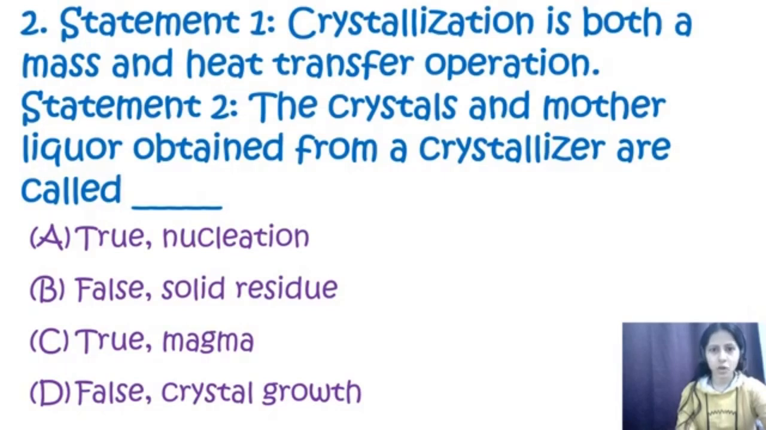operation. So this statement is true, since it involves the formation of solid crystals from a homogeneous solution. Next, statement 2, the crystals and mother liquor obtained from a crystallizer are called... So these are known as magma. Hence, option number C is correct.